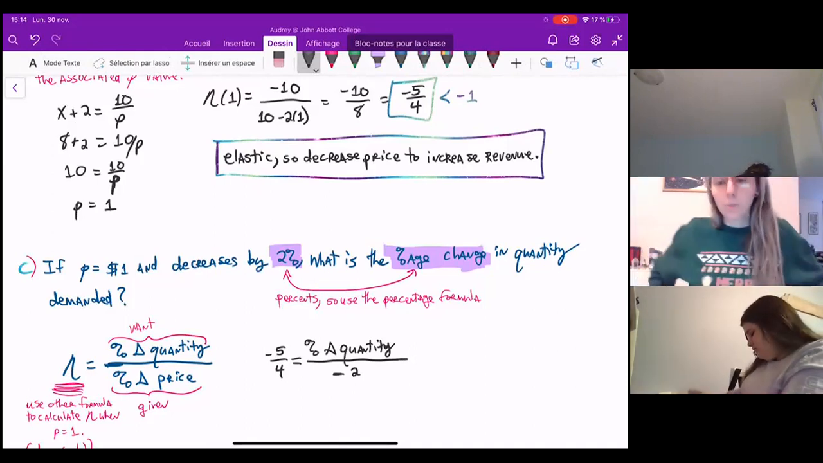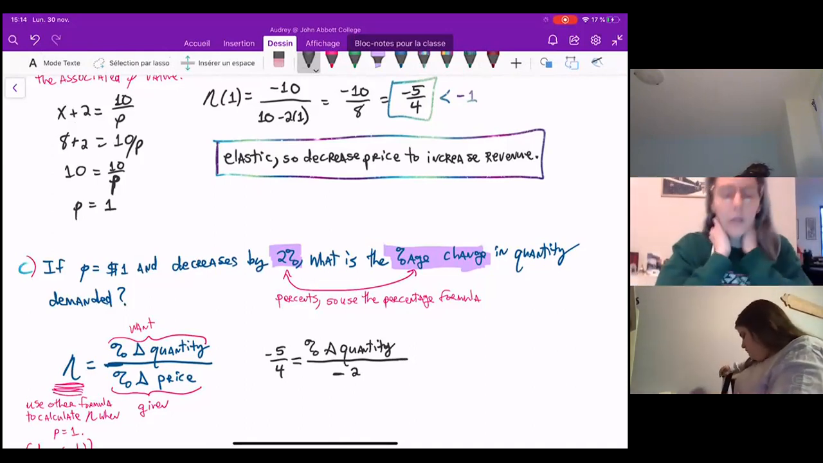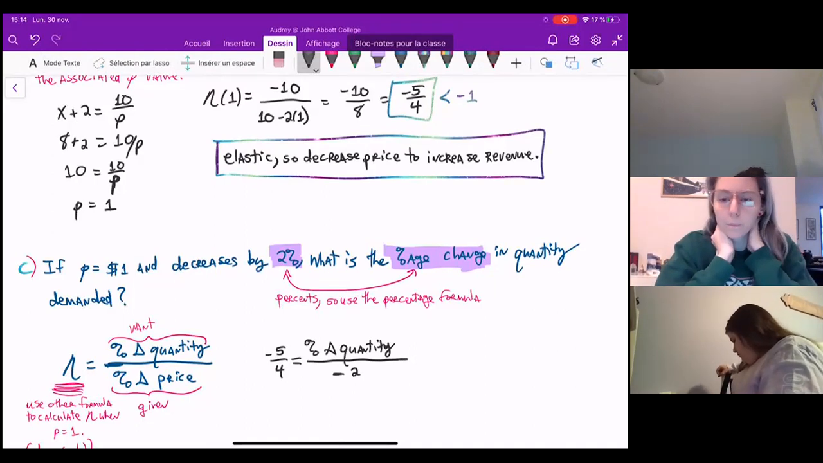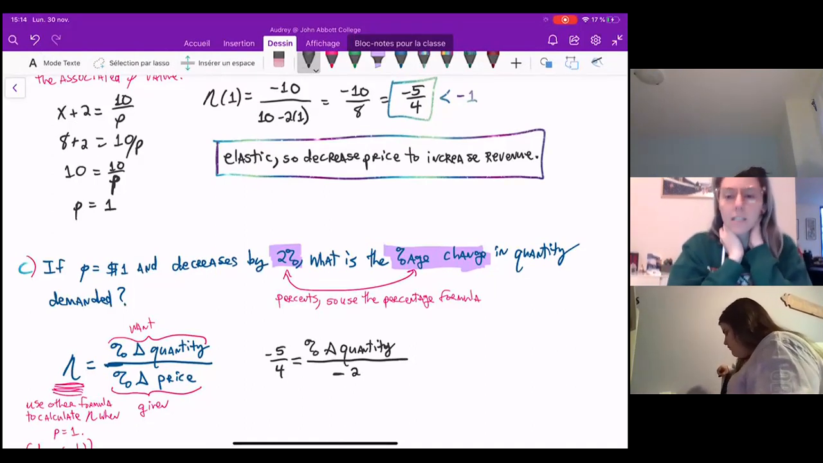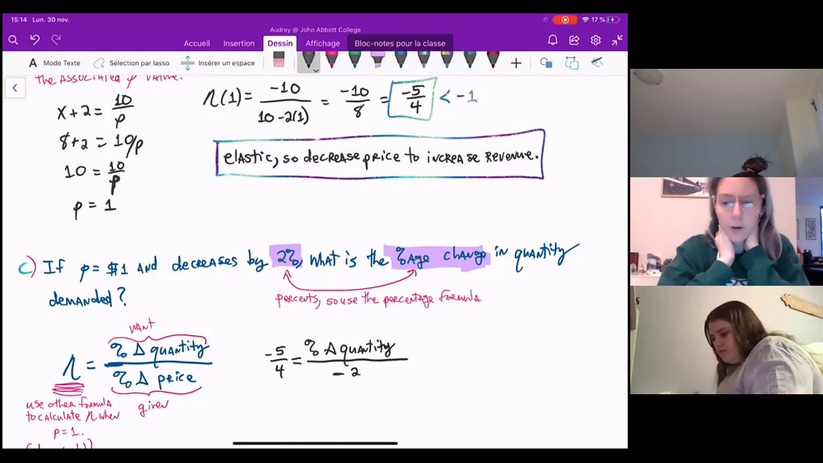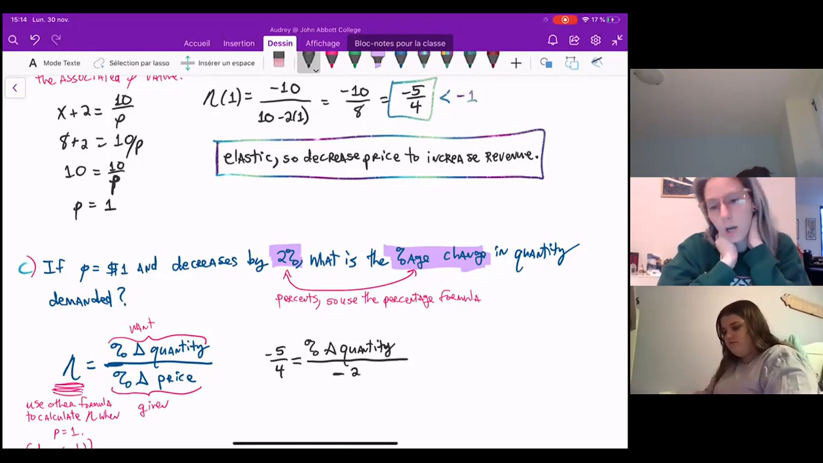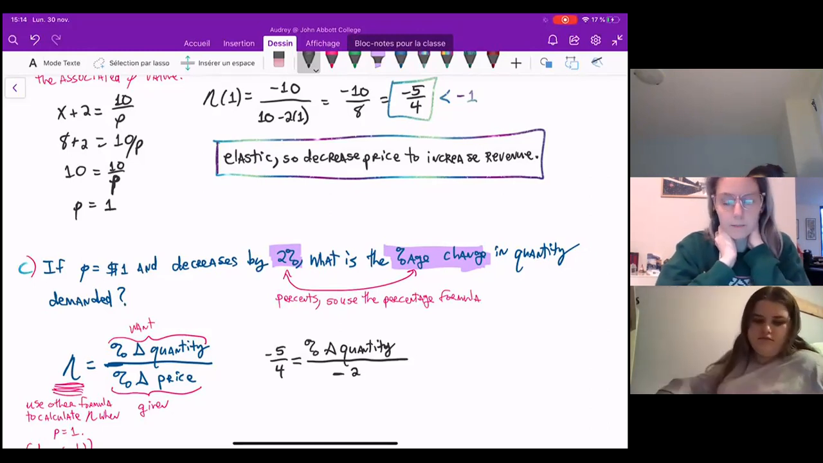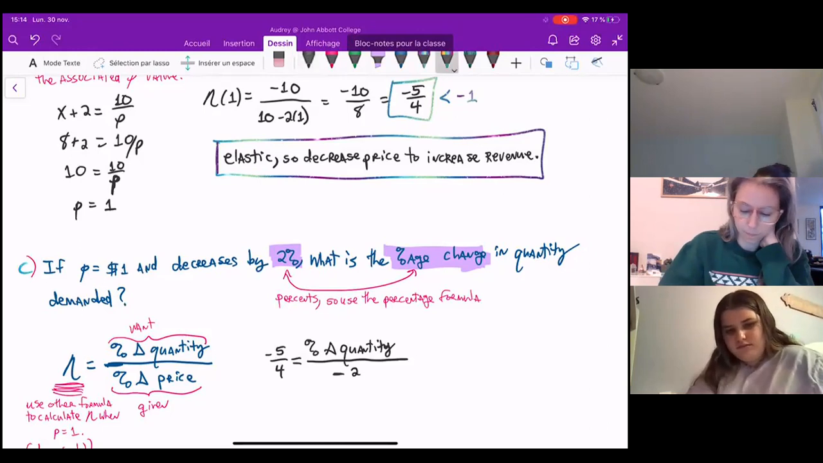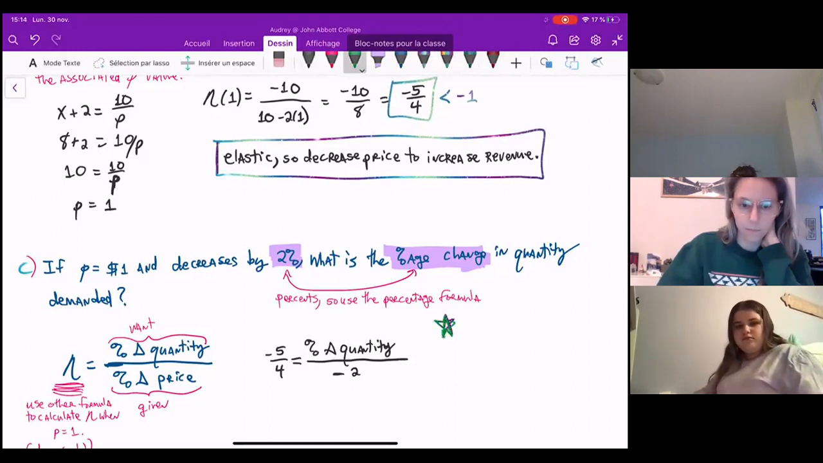Okay, so just a question before I finish this problem, and you guys might need to look back in your notes. When we have a situation that is elastic, when the price is elastic, do we expect consumers to react strongly or not strongly to a change in price? Strongly.